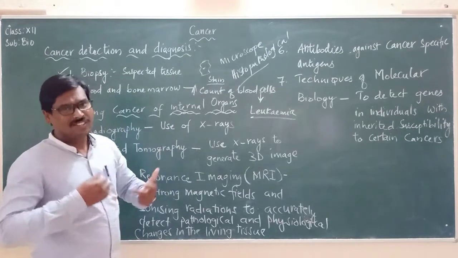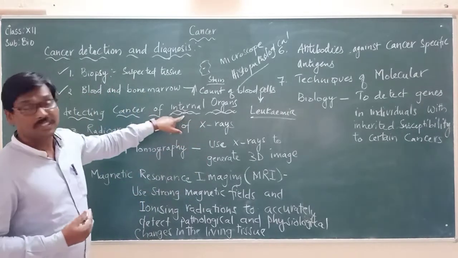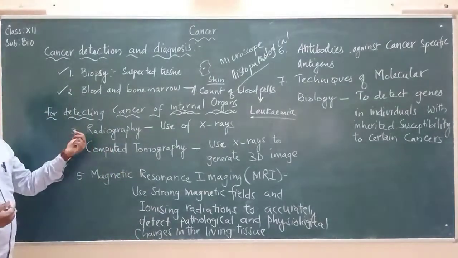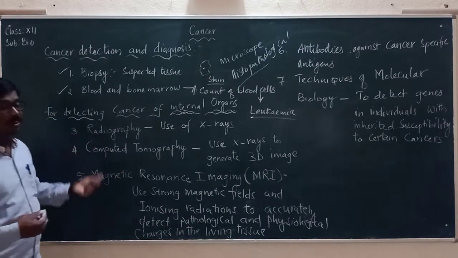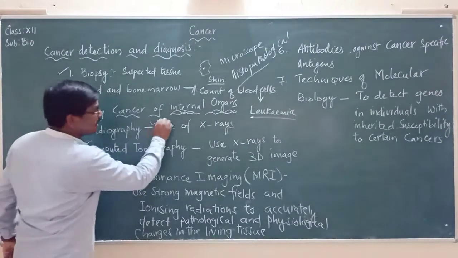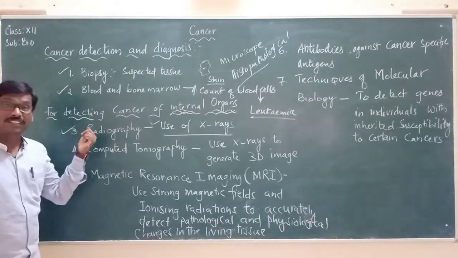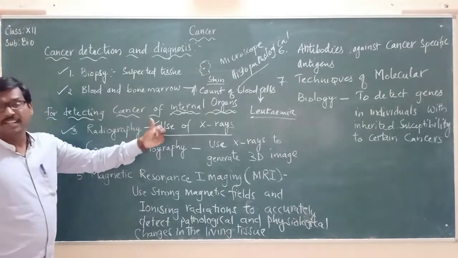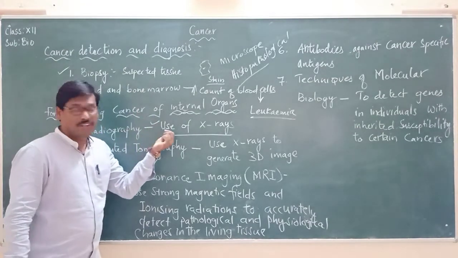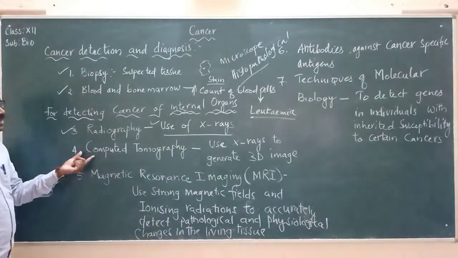What are the instruments that they use to diagnose and detect cancer of internal organs? Here we are saying radiography. In radiography they use X-rays to detect the cancer. So radiography is one technique to identify cancer. And there is another one, CT scan.